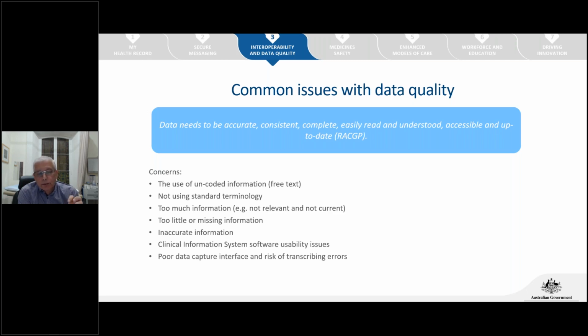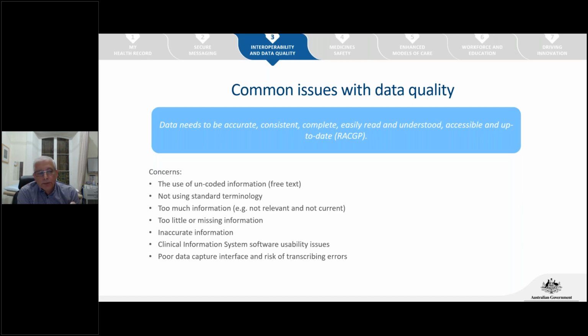But the key is to look up whatever that coding system is, which is not complete by any stretch of the imagination compared to SNOMED, and select the diagnosis that best matches whatever it is you're trying to put in the system for that person, rather than free texting. Now, diabetes is a good example, hypertension, hyperlipidemia, most of those common things, 95+% of the things we see in general practice are already in a coded form in our clinical information system. So it's a matter of just finding that and being consistent with that.